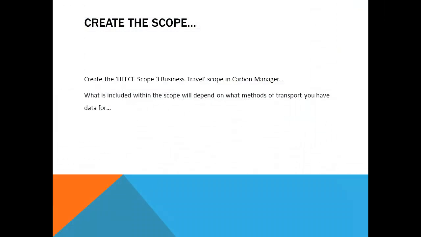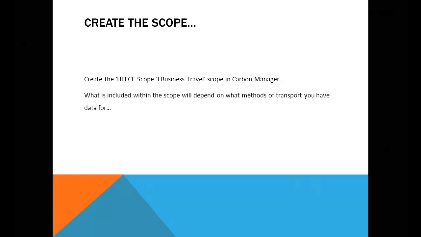The next step is to then create the actual scope. You should call this the same name as your site, so HEFCE Scope 3 Business Travel. The carbon sources included within the scope will depend on the data you have. Here's how to set the scope up.